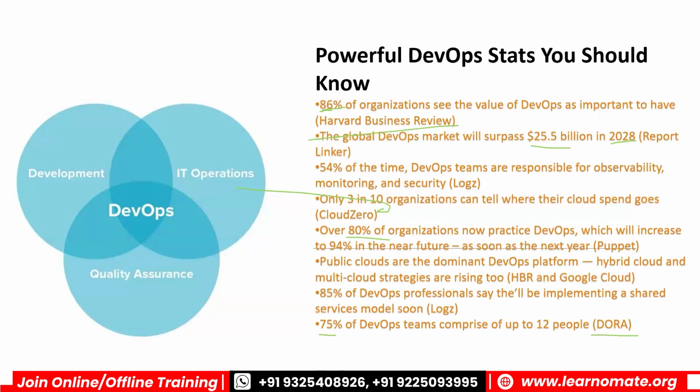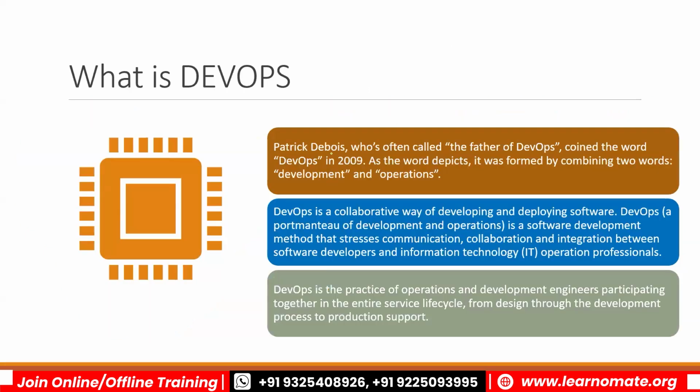Okay, so let's look at the definition of DevOps. This is the term which was coined by Patrick Debois in 2009. It is nothing but a collaborative way of developing and deploying software. It's a method where you collaborate, you integrate, and communicate efficiently between the software developer and the IT person to do the different tasks.